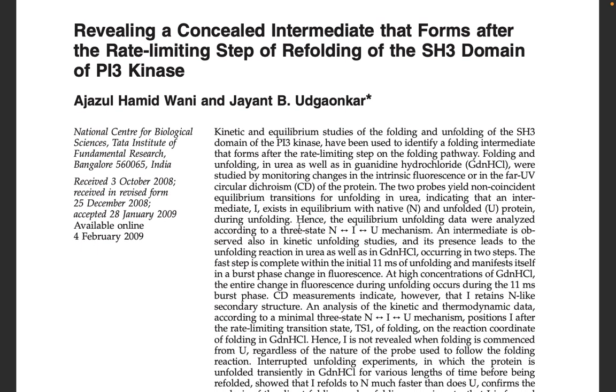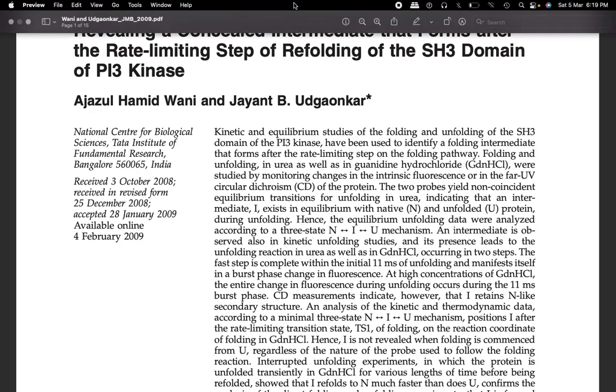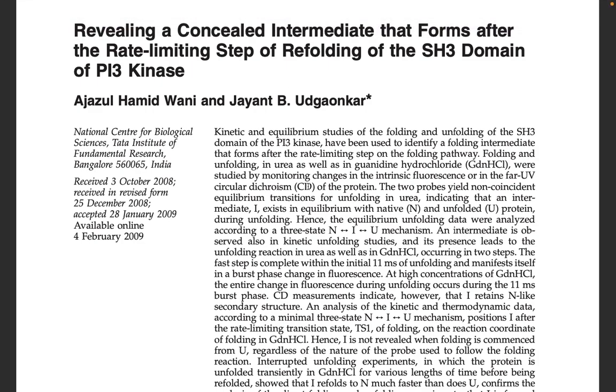So it says that kinetic and equilibrium studies of protein folding and unfolding of the SH3 domain of PI3 kinase have been used to identify a folding intermediate that forms after the rate limiting step on the folding pathway. So folding and unfolding in urea as well as in guanidinium hydrochloride were studied by monitoring changes in intrinsic fluorescence or in the far UV circular dichroism of the protein.